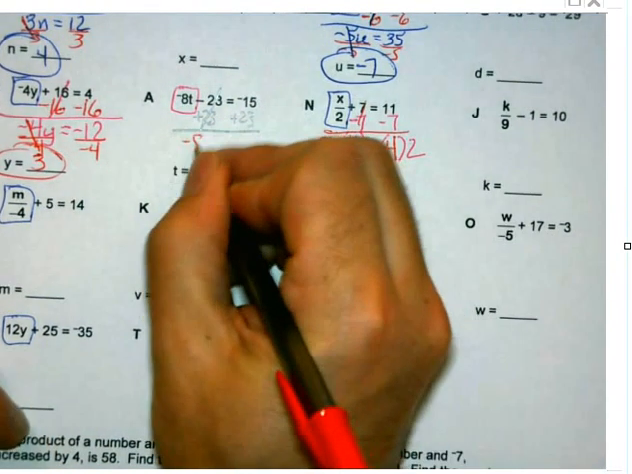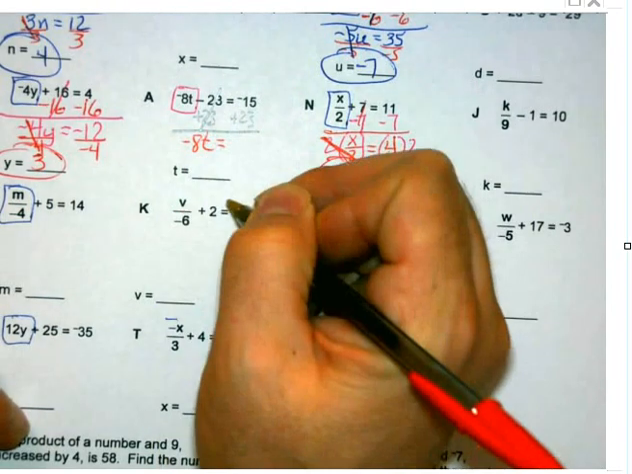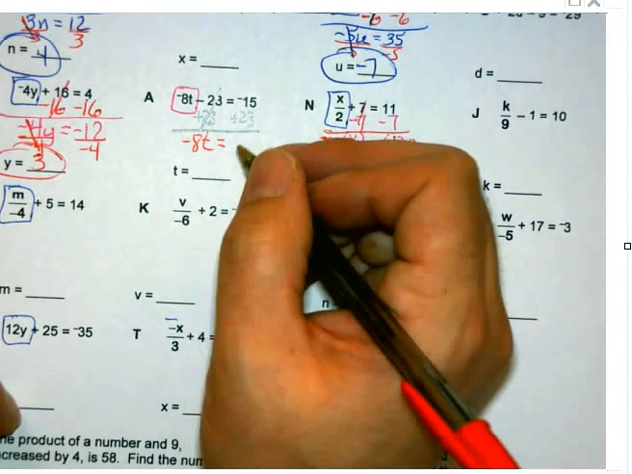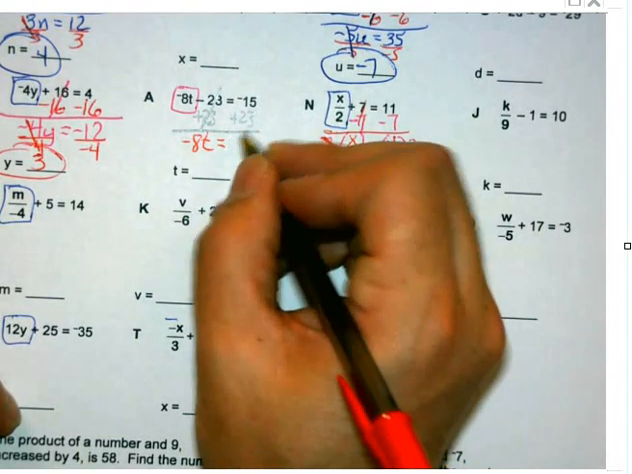so I've got negative 8t, and then somebody help me out. Negative 15 plus 23. Positive 8.